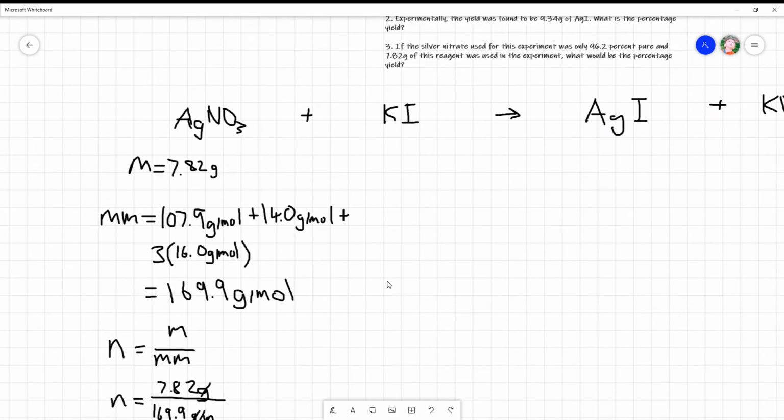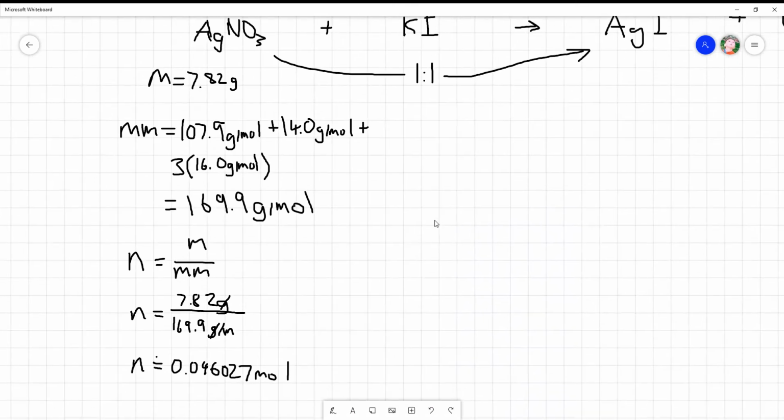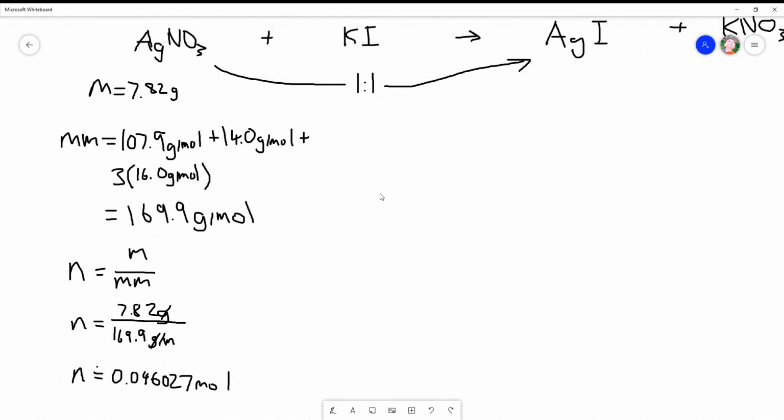And now looking back at the equation, we can see that silver nitrate and silver iodide have a 1-to-1 ratio. And using this ratio, we can calculate the number of moles of silver iodide produced. So the ratio is 1-to-1, which means there's the same amount of moles of silver iodide as silver nitrate. So we can write that down underneath silver iodide. It's the exact same, 0.046027 moles.